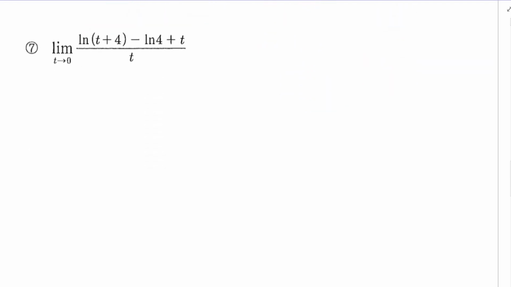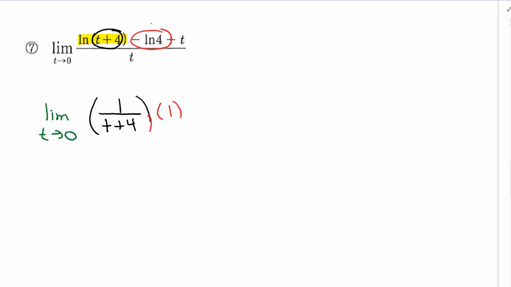Question number 7, another limit problem where t goes to 0, and if you plug in 0 for t's here, and if you work out the math there, you once again get 0 over 0. So once again, we need to use L'Hopital's rule and take the derivative of the numerator and the derivative of the denominator. I'll start off with my limit sign there. Okay, what's the derivative of ln of t plus 4? Well, that derivative will be 1 over t plus 4. And then the derivative of the inside here, the derivative of t plus 4 is just 1. So if you want to times that by 1, you can.